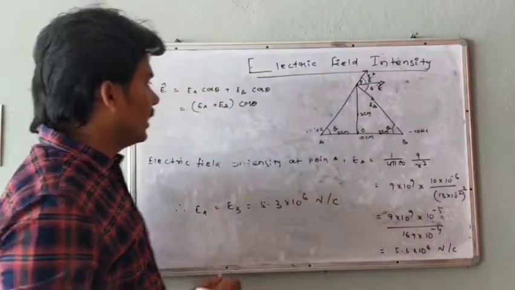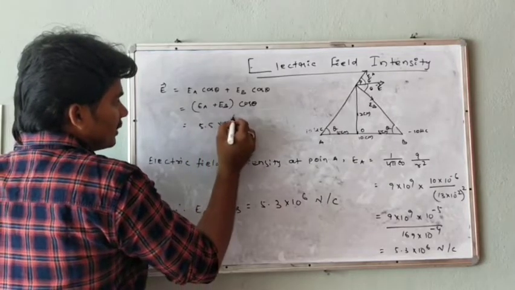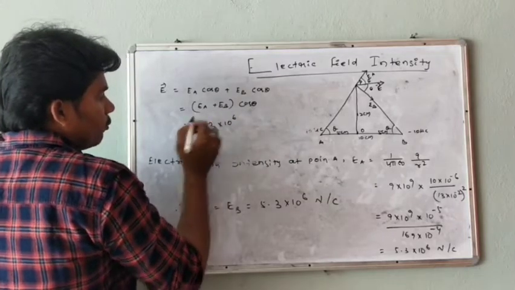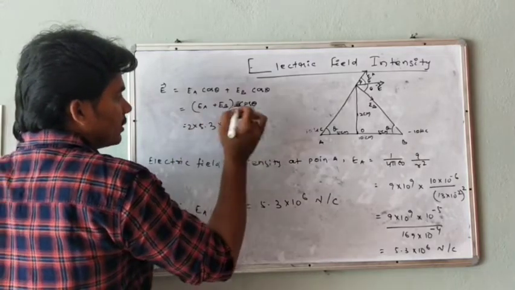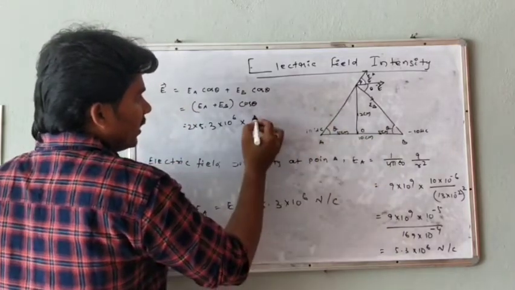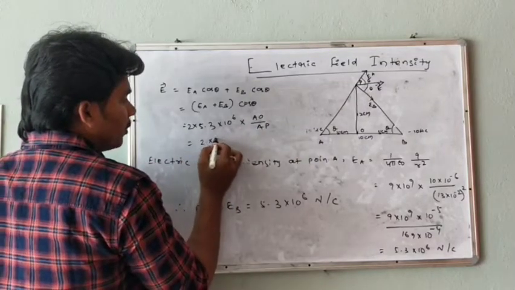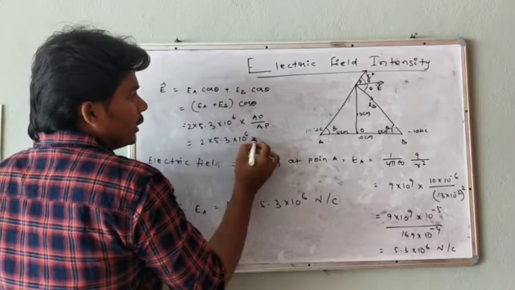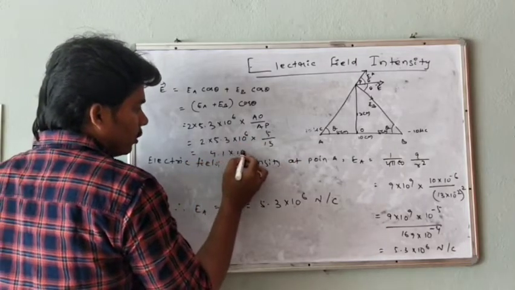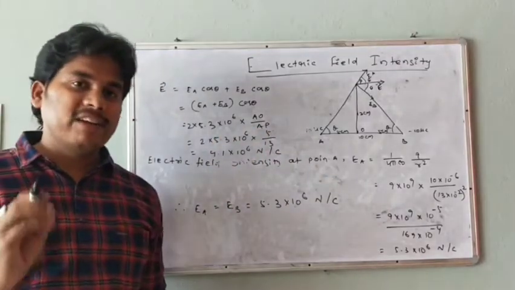Then the cos theta becomes, EA means 5.5 into 10 to power 6. Sorry, 5.3 into 10 to power 6. These two values are same. That's why 2 into 5.3 into 10 to power 6. Cos theta will be the adjacent by hypotenuse. Adjacent is the AO by AP. This will be 2 into 5.3 into 10 to power 6 into AO by AP, means 5 by 13. If you solve the value, you will get 4.1 into 10 to power 6 Newton per coulomb. This is the resultant electric field intensity.